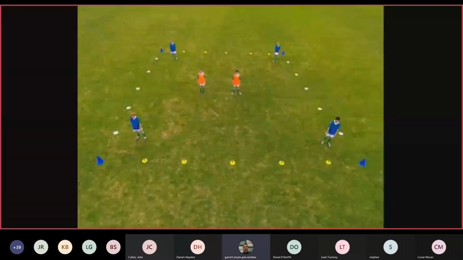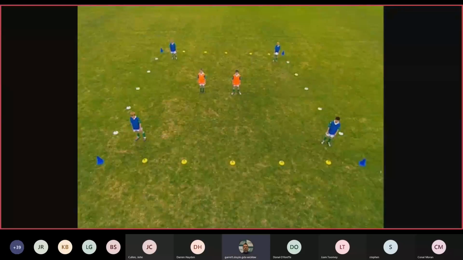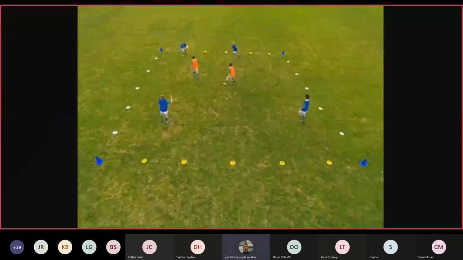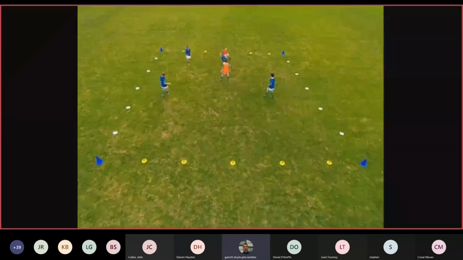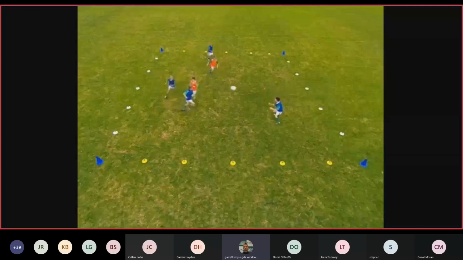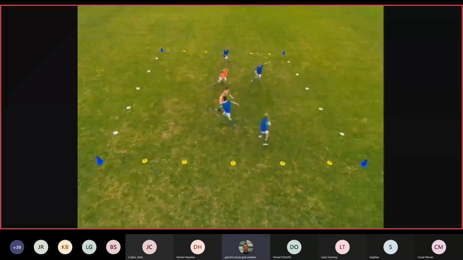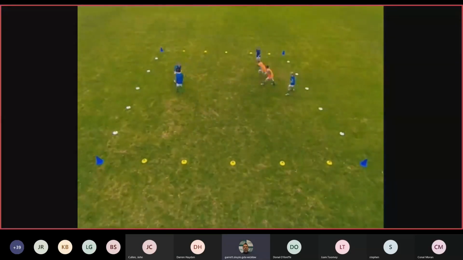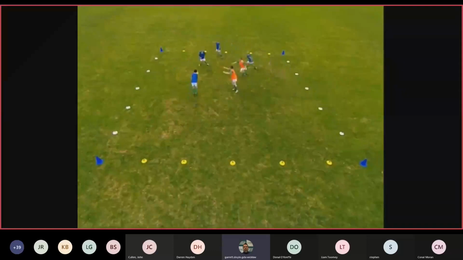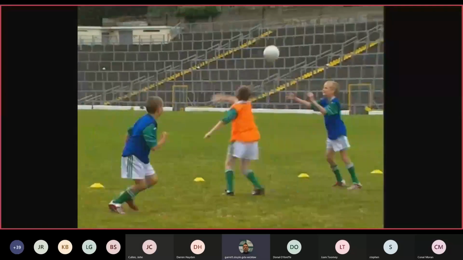So as you see, it's a grid, you can make it smaller or bigger, and it's uneven teams. The team with the ball is 4, the team without the ball is 2. Again, as you see, there are very few stationary passes, there's a few stationary receiving, but more than likely they're moving or should be moving.